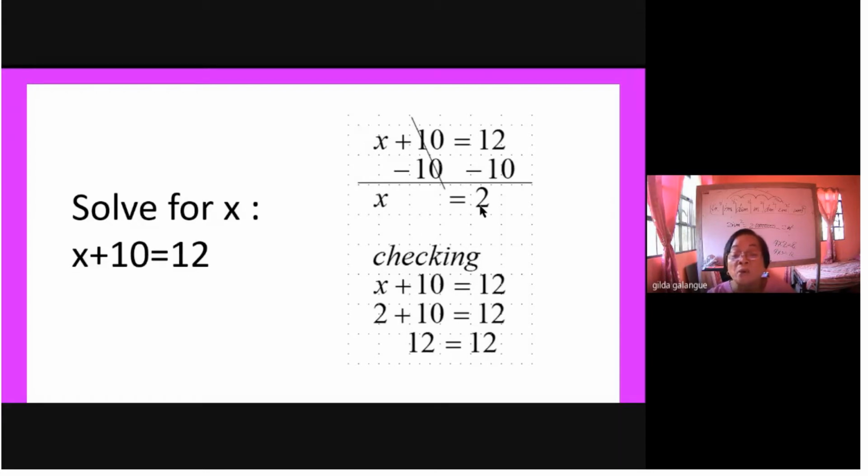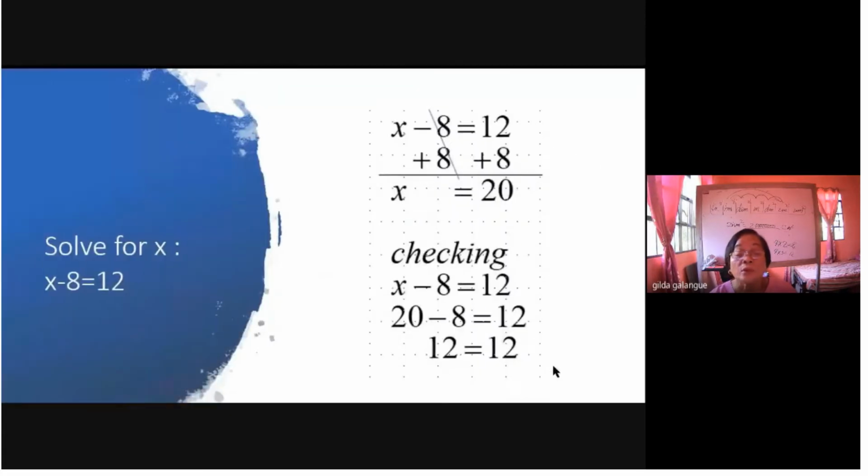In order to find out whether our answer is correct, we may check the result by substituting the value of x in the original equation. The original equation is x plus 10 equals 12. What is the value of x? The value of x is 2. It will become 2 plus 10 equals 12. 2 plus 10 is 12. 12 equals 12. Therefore, our answer is correct.